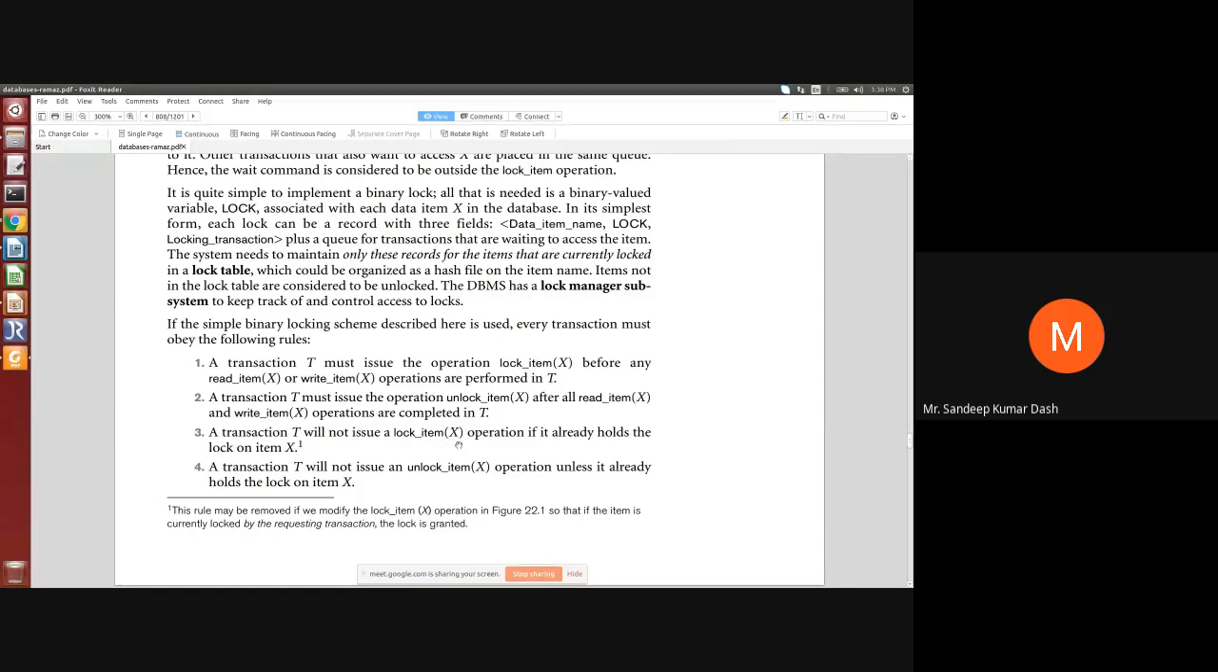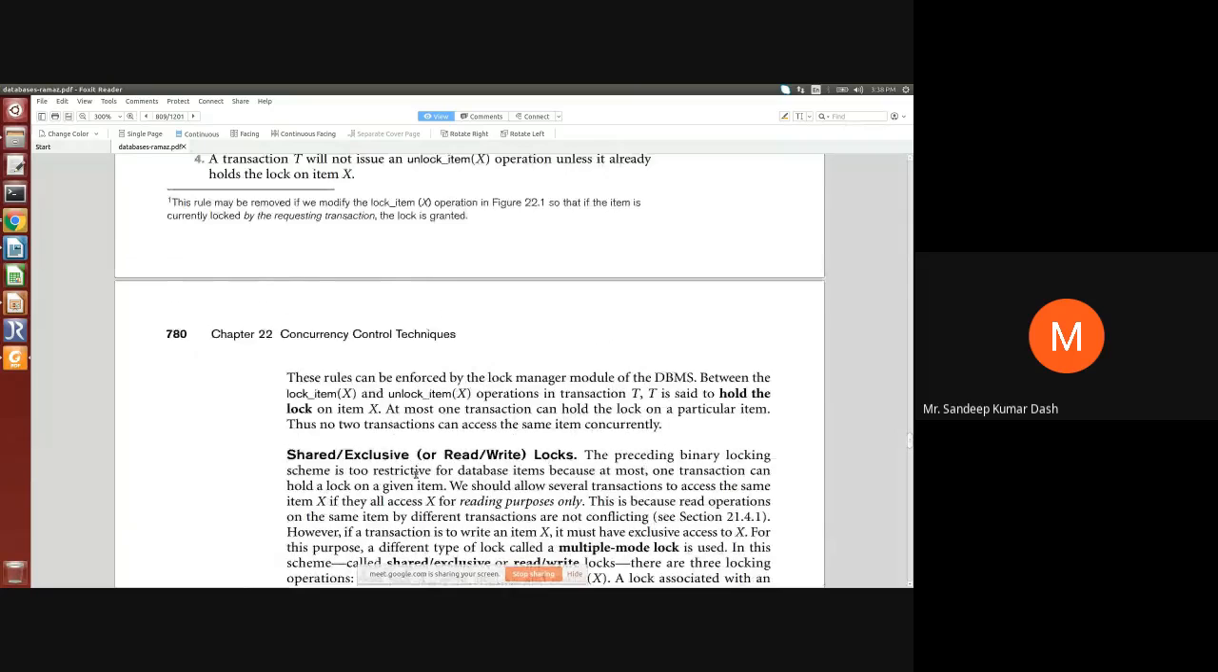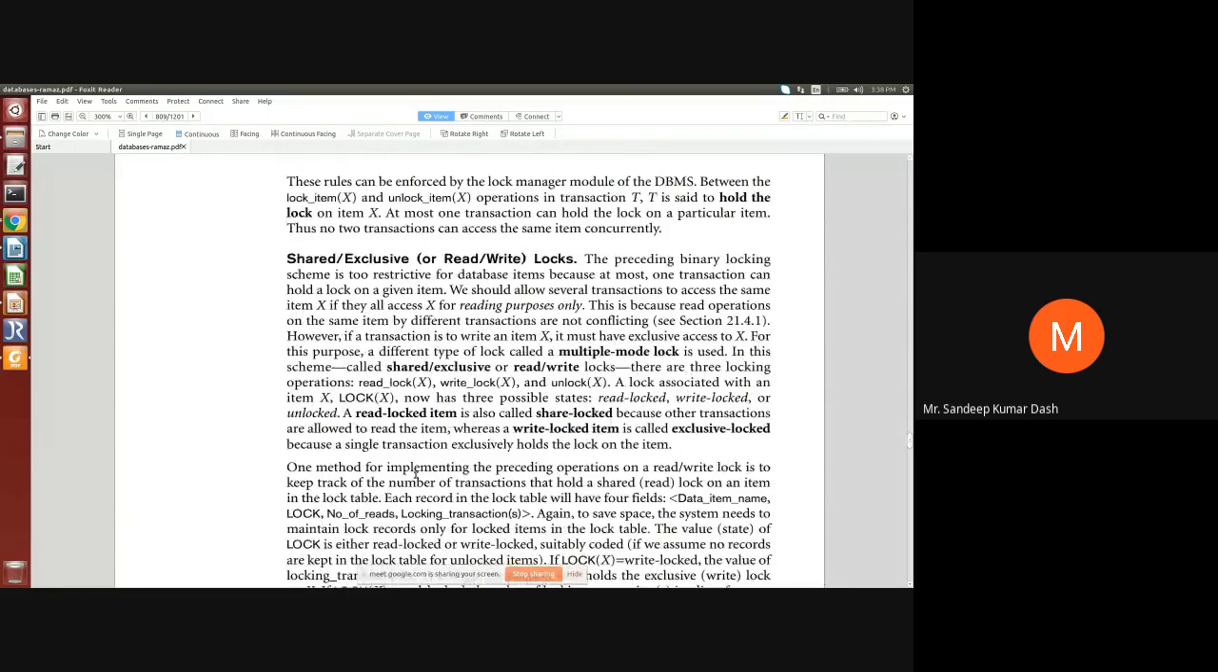That means a transaction will not try to acquire another lock on X when it is already holding a lock on X. Then the transaction will not issue an unlock item X operation unless it already holds the lock on item X. That means it will not issue an unlock statement if it is not holding a lock on X. So that was binary lock.